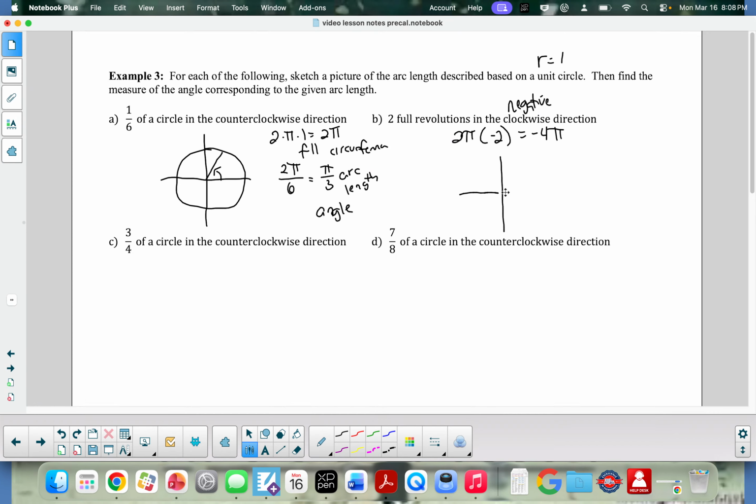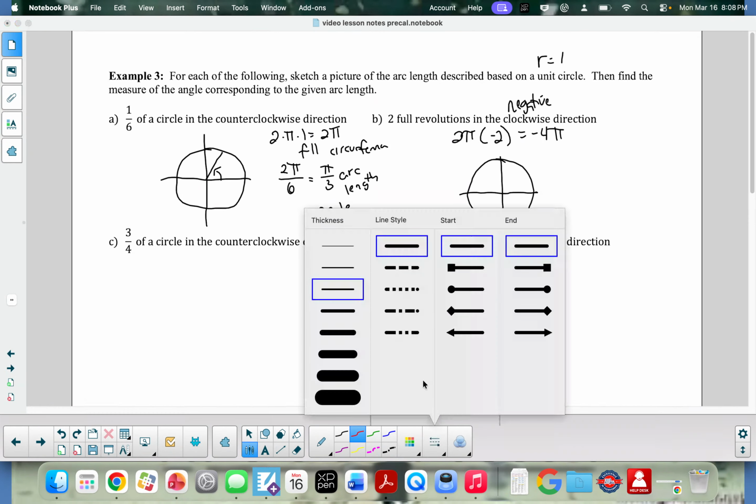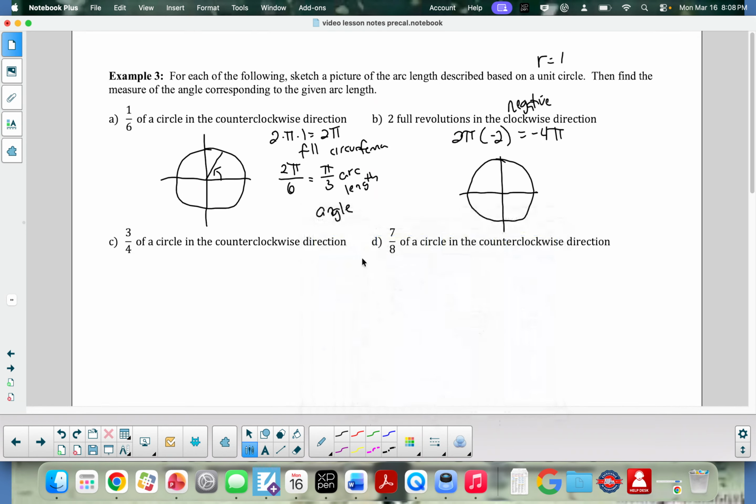If you show it on the circle like you're supposed to, okay, so there's my really badly drawn circle. If I'm going to show 2 full revolutions going in the negative direction, right? 1 and 2. There you go. That's 2 full revolutions in the negative direction. That's it. And it's basically anytime you see a spiral, you know you're doing more than 1 full rotation of the circle.